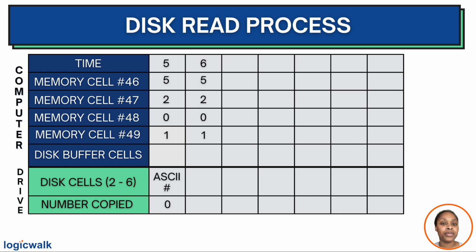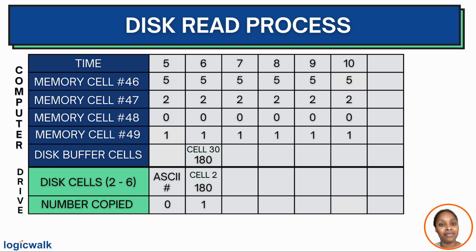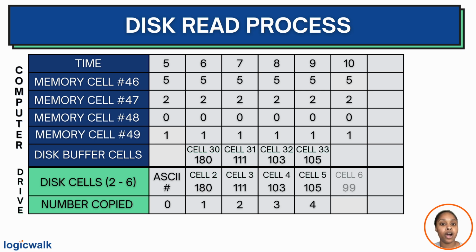At time 6, the hard drive copies 108 from disk cell 2 to memory cell 30. The number copied increases to 1, and the computer remains idle while the hard drive finishes its work. From time 7 through time 10, the disk buffer cells fill in order with values from disk cells 3 through 6, and after each copy, the hard drive increments the number copied counter by 1. At this point, the number copied equals the data size, so copying is complete.